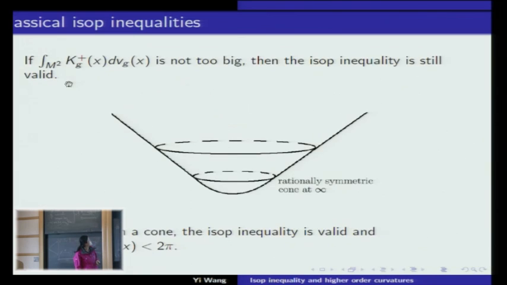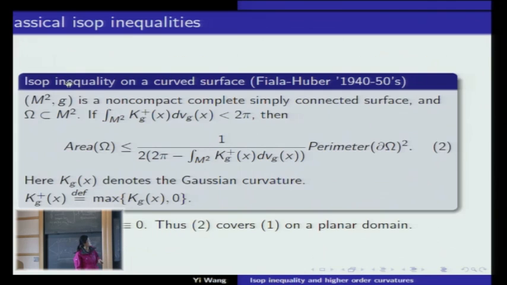Let me come back to these slides a little bit later. It is given by a classical inequality by Fiala and Huber. It says if you have a surface, and if you know that the positive part of the Gaussian curvature, its integral over the whole surface, is strictly less than 2 pi, well, I'm going to talk about why this number 2 pi appears, then one has the isoperimetric inequality.